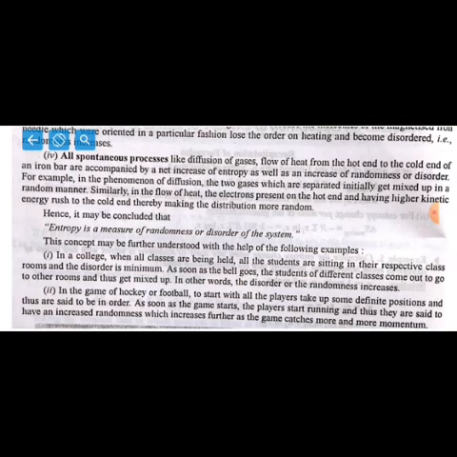Second is the game of hockey or football. To start with, all the players take up some definite position and thus are said to be in order. As soon as the game starts, the players start running and thus are said to have an increased randomness, which increases further as the game gathers more and more momentum.